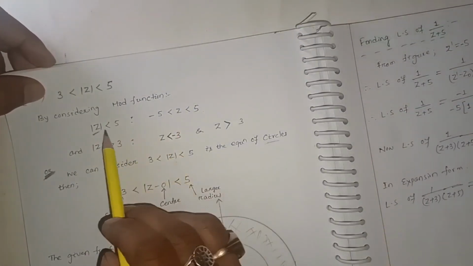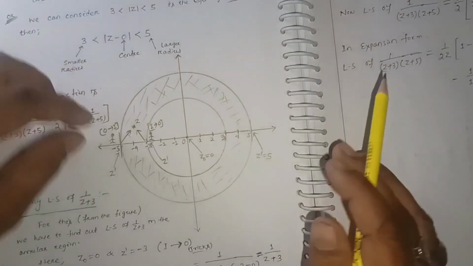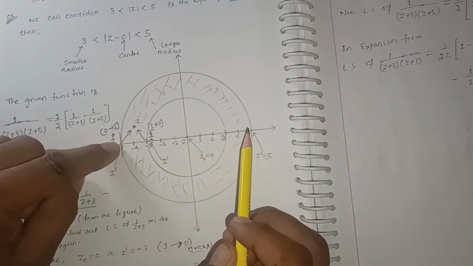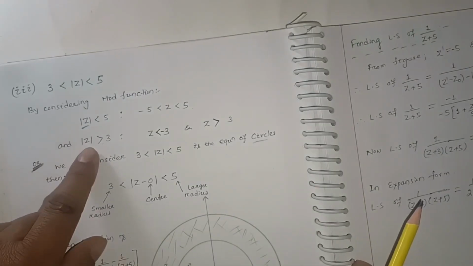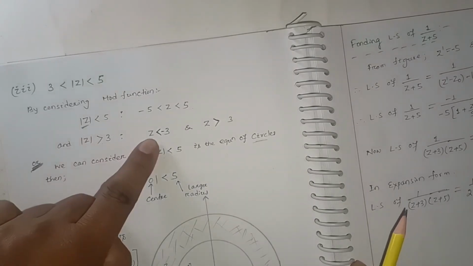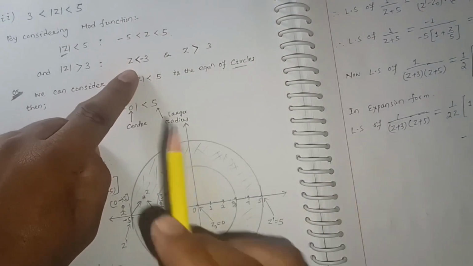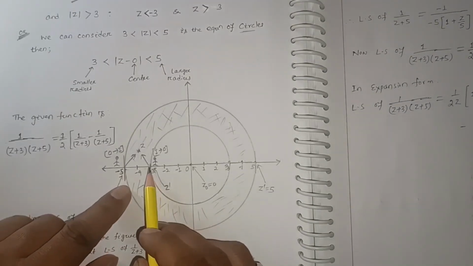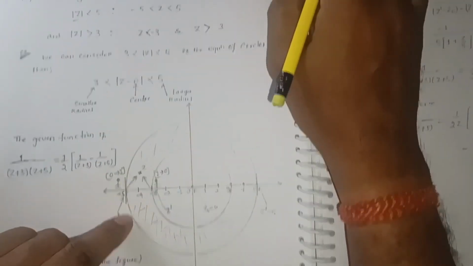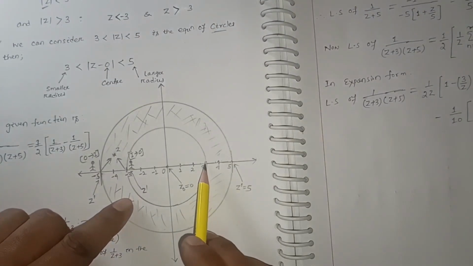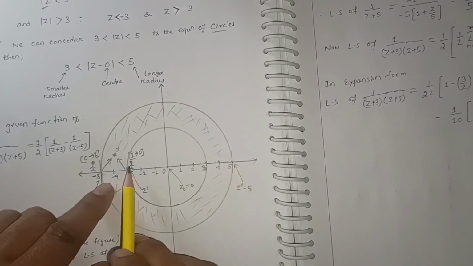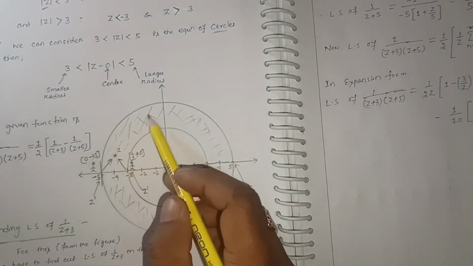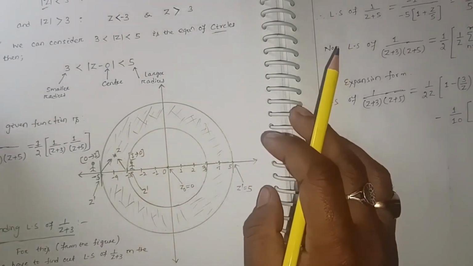By the first condition, z should be in between -5 and 5, which means we can consider 0, 1, 2, 3, all the points. But by the second condition, |z| > 3, z values less than -3 are to be considered, and points above -3 are not. Z greater than 3 means above 3 is considered. So -3 to 3, the region is going to be cancelled. This is our region in which we have to find the Laurent series of the given function.